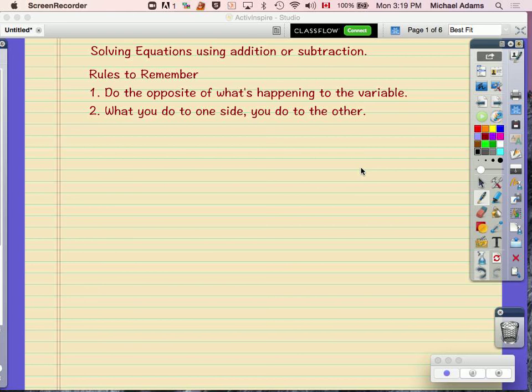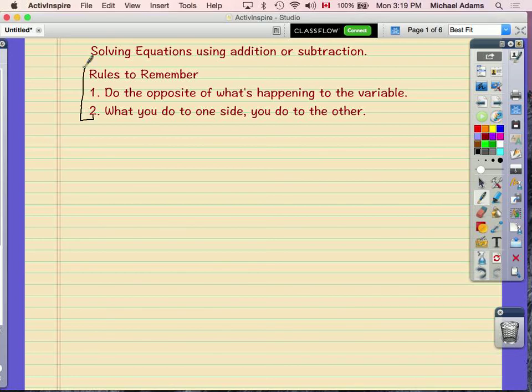Hi guys. So let's take a look at solving equations. Now this is something that we've worked with already, and this is a review. So something that I want you guys to remember is these rules here, Rule 1 and Rule 2, and they're very important.